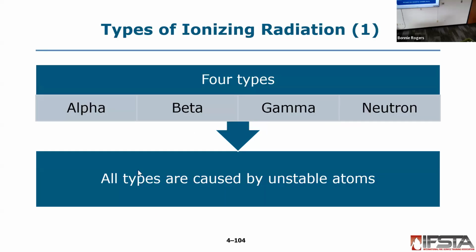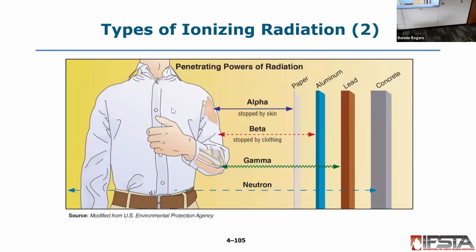There are four different types: alpha, beta, gamma, and neutron. These are the different levels here. Alpha is going to be stopped by your skin. Beta is stopped by clothing. Gamma is going to go into your body, and neutron is just going to go all the way through.